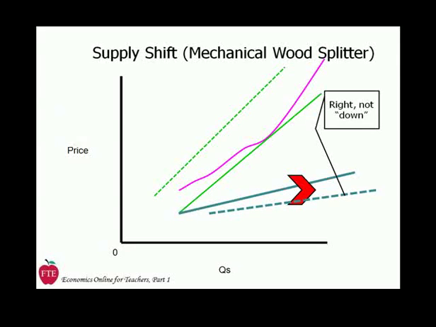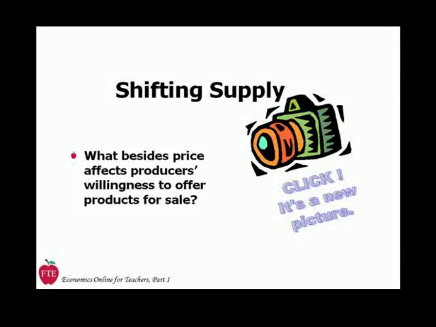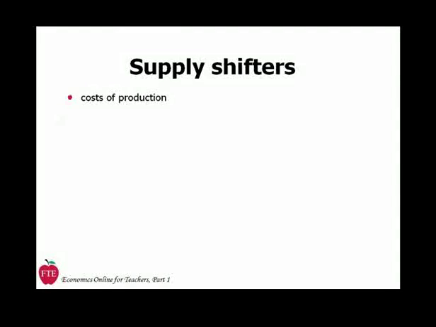Remember that these supply shifters are the non-price determinants of supply. The law of supply told us about how price changes the quantity supplied, but this isn't about the price effect. It's about other factors that change the quantity supplied at all prices. It's a new picture. Now, here are the usual suspects when it comes to supply shifters. Your textbook may name or categorize them differently, but it's just wording rather than conceptual differences.